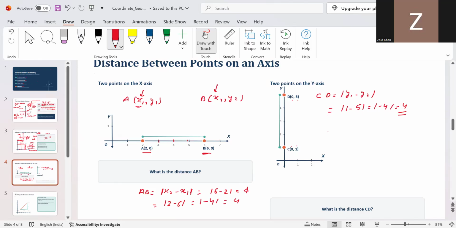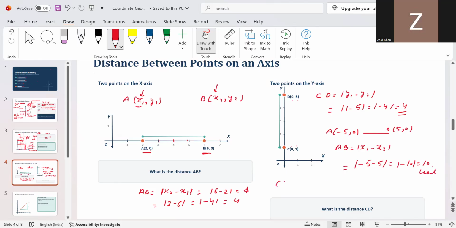So without drawing on the number line, can you tell me what is the distance between these 2 points? A is minus 5, 0, and B is 5, 0. Can you tell me on which axis they lie? Sir, they lie on the x-axis, because the y coordinate is 0. So the distance of AB will be modulus of x1 minus x2. So x1 is minus 5, x2 is 5. Basically, it is minus 10, that is equal to a distance of 10. Got it? So we can find the distance like that.